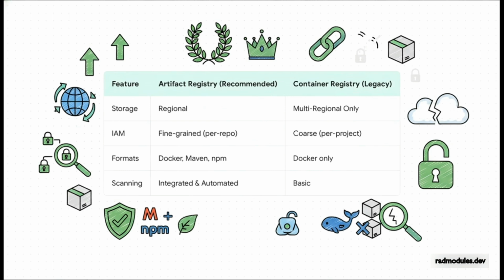You'll almost certainly get a question that tries to trip you up between Artifact Registry and the older Container Registry. Just remember this, the answer is always Artifact Registry. It is the modern successor and it's better in literally every way. It gives you regional storage for lower latency. It has much more fine-grained IAM controls right down to the repo level. And look at this, it supports a ton of different formats, not just Docker. It is the hands-down winner for any new pipeline.